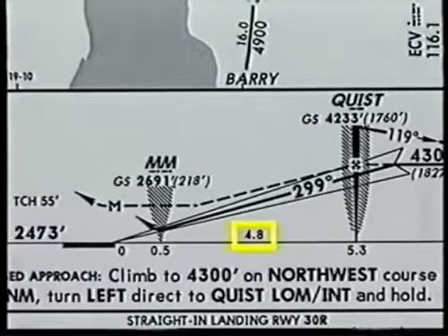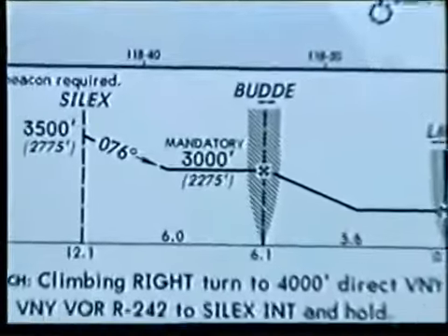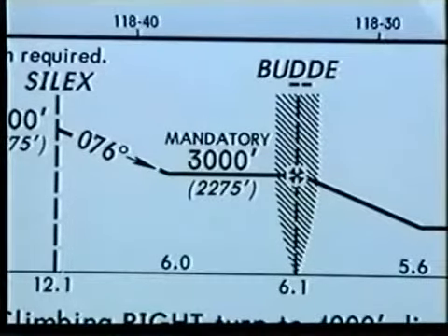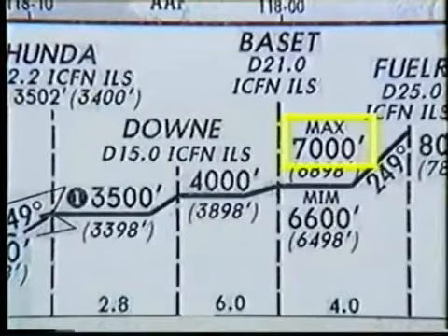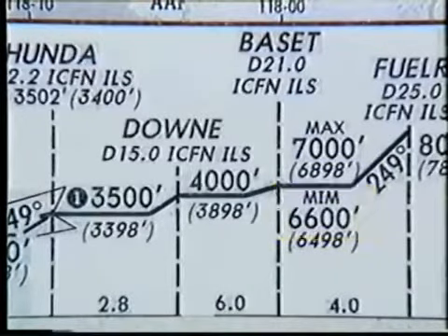While this profile view is typical of most ILS approaches, it's important to look at a few variations. Unless otherwise noted, profile views depict minimum altitudes. This altitude, however, is listed as mandatory, so you must cross Buddy marker at exactly 3,000 feet. Here, the abbreviation MAX indicates a maximum altitude, and MIM means minimum. On this approach, you must cross Bassett intersection between 7,000 and 6,600 feet MSL.